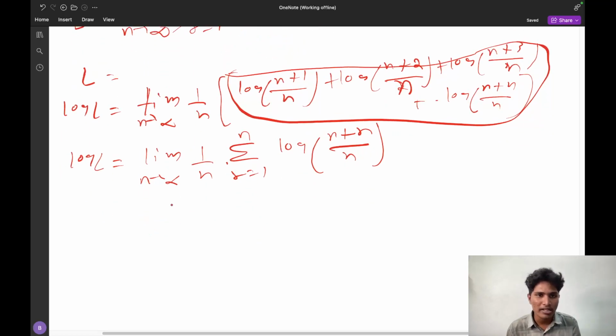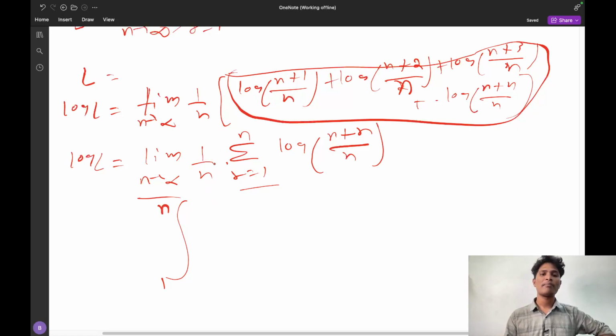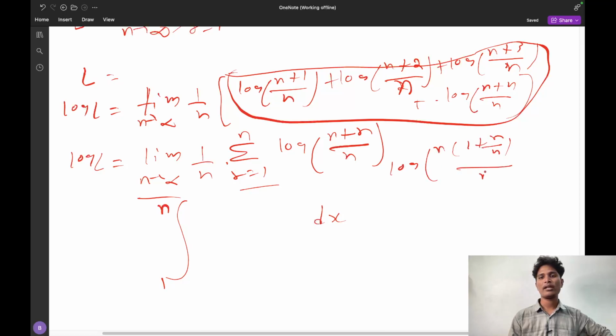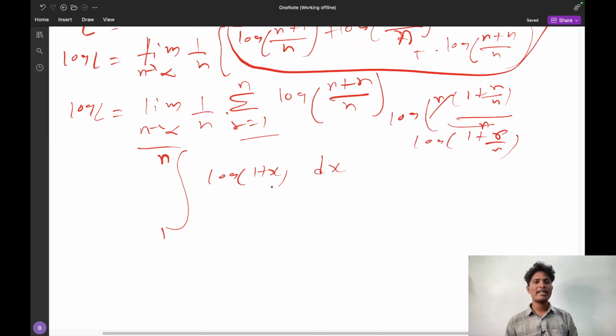So if you observe carefully, there is a limit and sigma. I can turn it into an integral. And what are the limits? Simply here r equal to 1, so I can write 1 to n, and if you observe carefully, this is 1 by n. 1 by n can be transferred as dx, and here if I take n common, I will get 1 plus r by n divided by n. N will get cancelled, log of (1 plus r by n). 1 plus r by n is log of 1 plus x. So we have to find the integral value of log of 1 plus x.